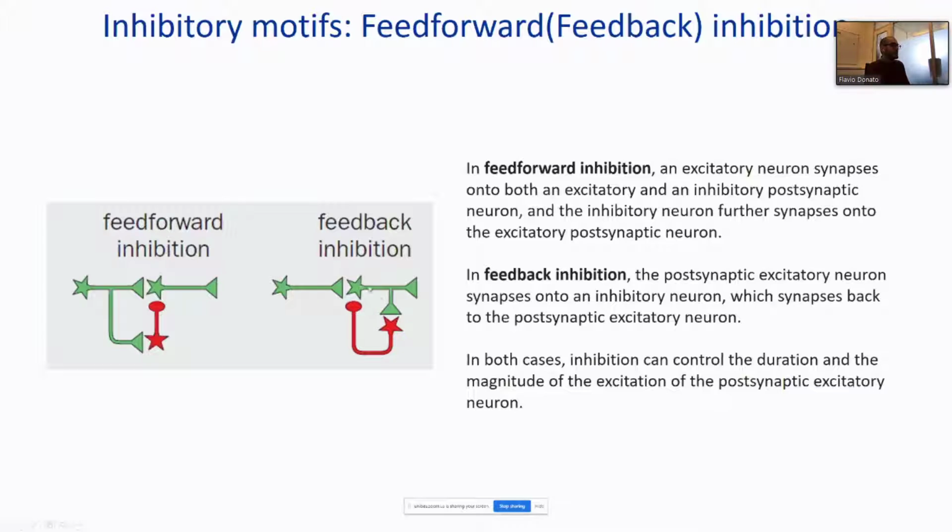Feedback inhibition instead is a motif in which an excitatory neuron activates an inhibitory neuron that inhibits itself. In the brain, we find this type of connectivity motif many times because it controls the duration and magnitude of the excitation of the postsynaptic neuron. What I mean is that it puts a temporal limit on how long the postsynaptic neuron can respond.